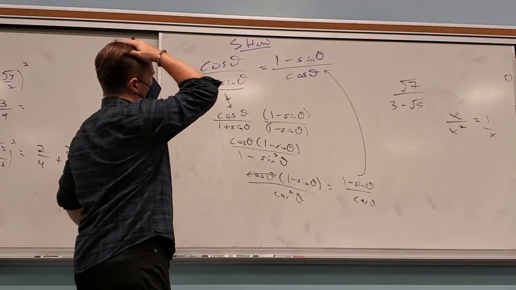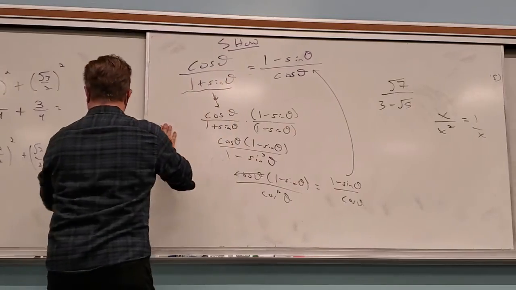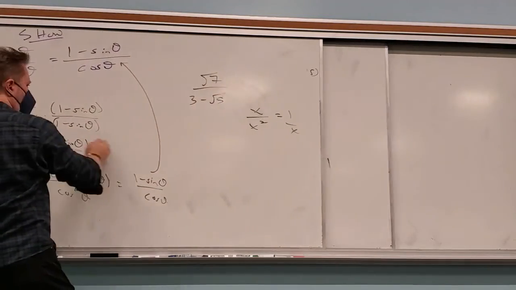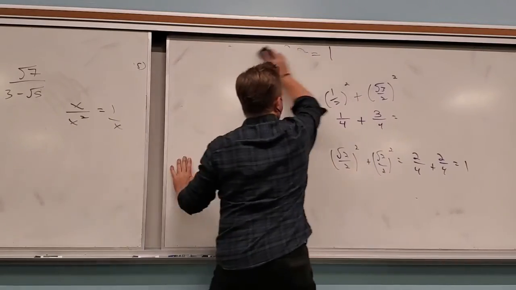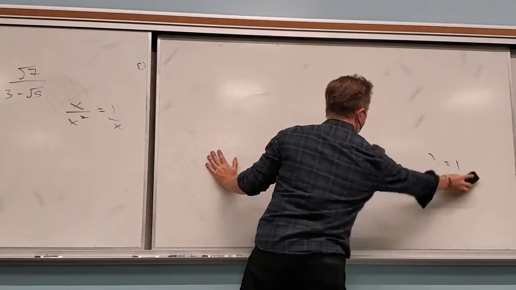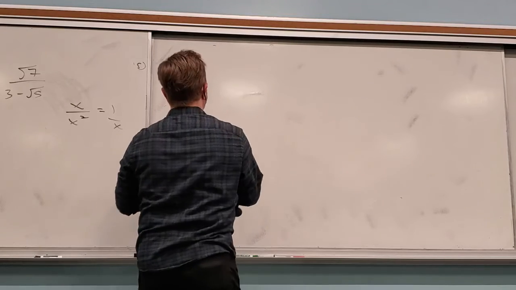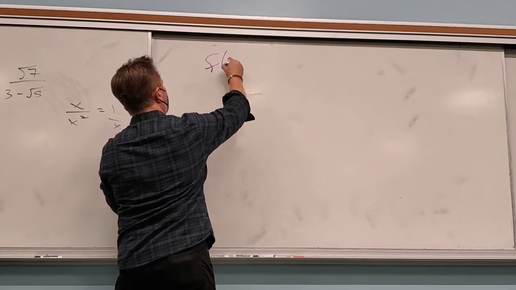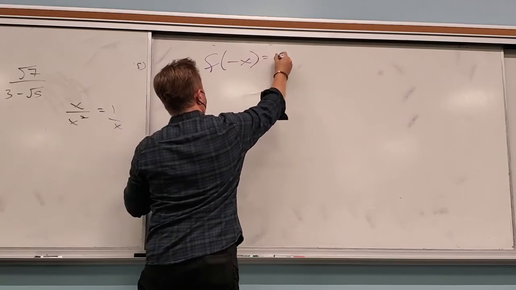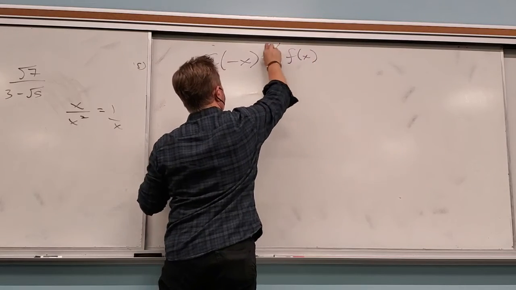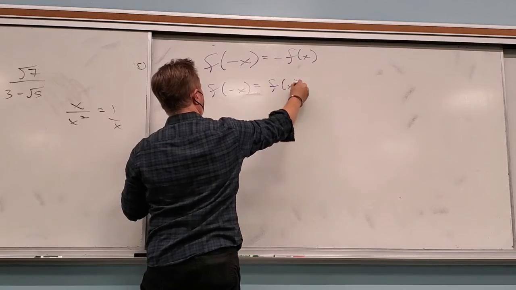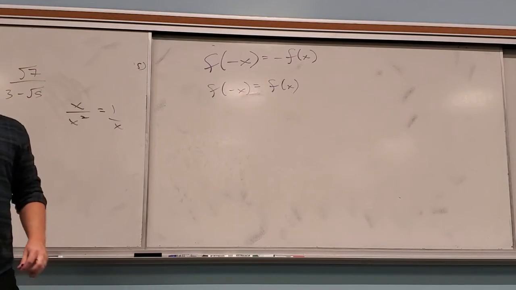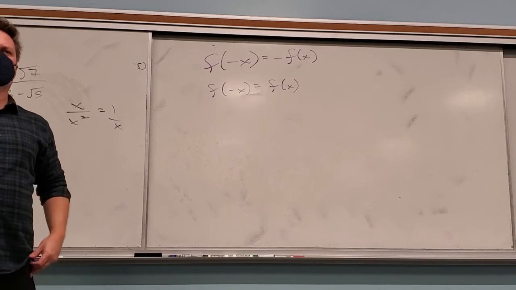Let me say one last thing about identities here, and then we'll head out. Does anyone remember what this tells me about a function? Or what this tells me about a function? Anybody? Does that look familiar to anybody?